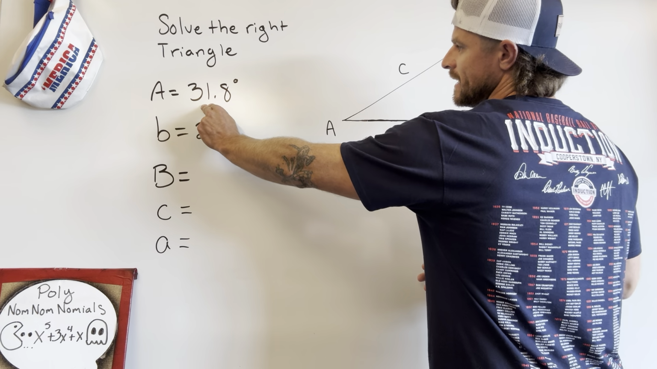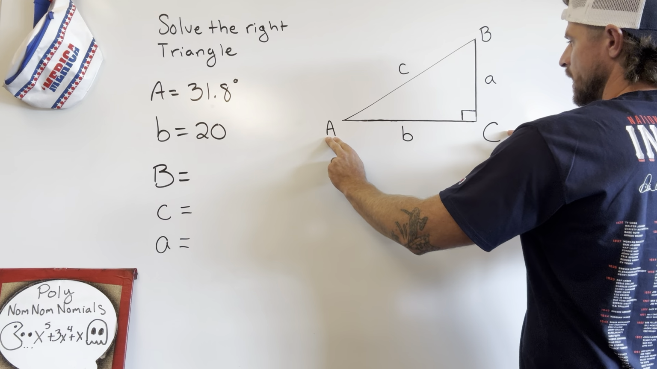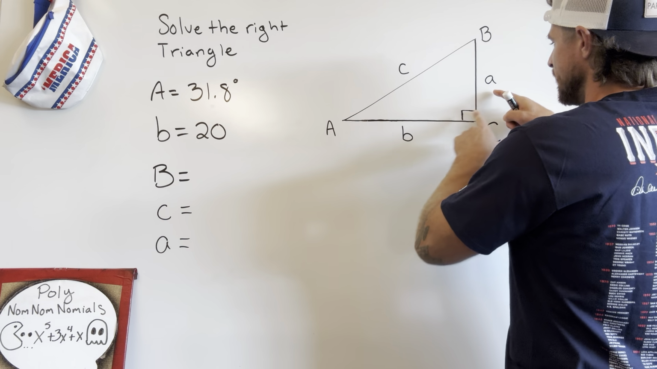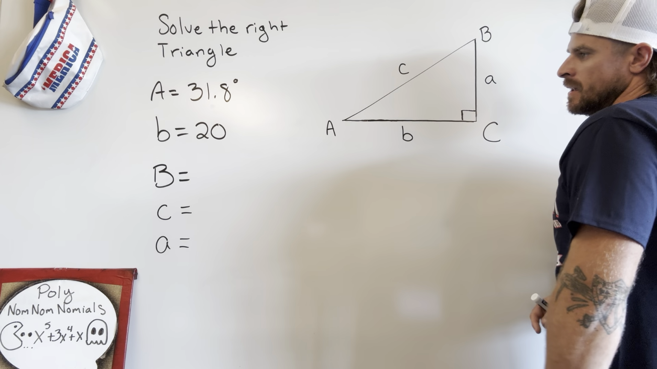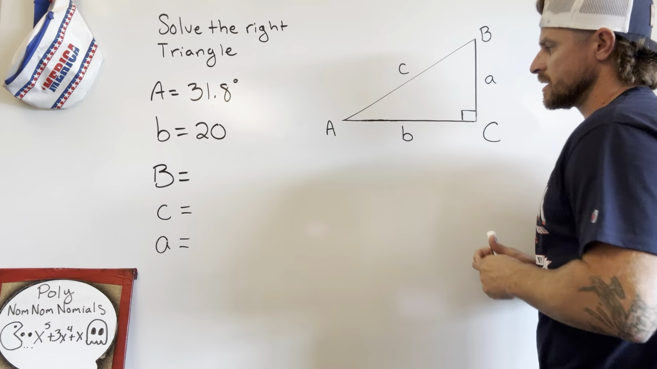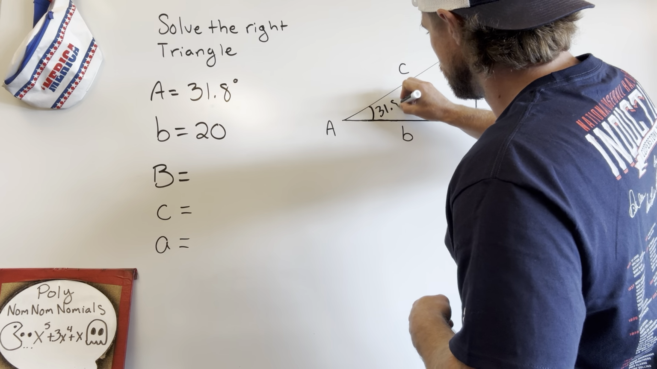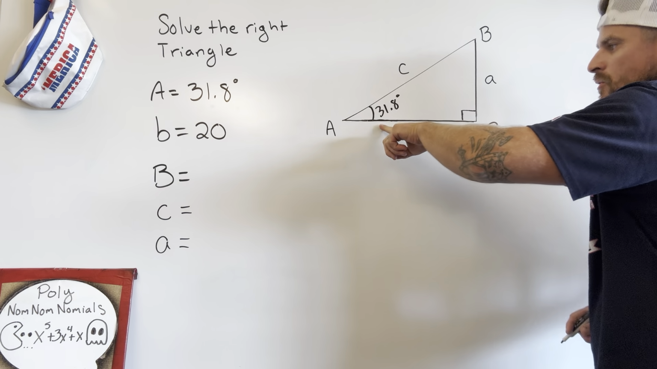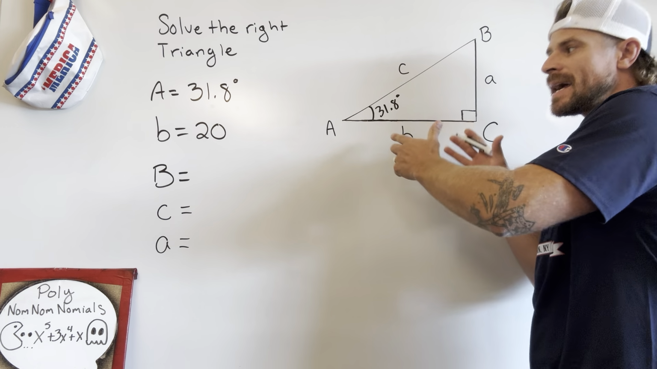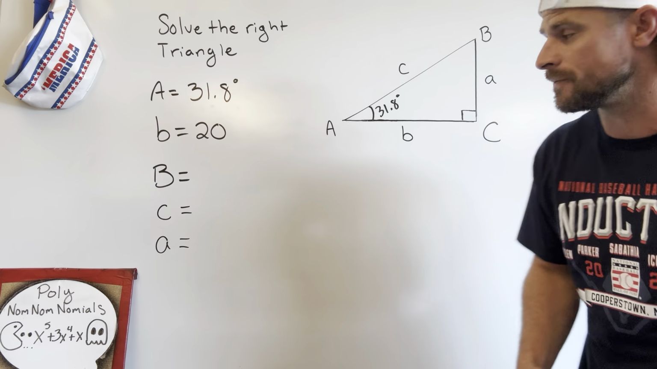So right out the gate, they give me angle A. They're using uppercase letters for our angle measurements, and then for our side lengths, they're using lowercase letters. So we got angle A is 31.8 degrees. First thing I would recommend is mark it in there, write it down, if you have the space. I am a huge fan of plugging information into a diagram because then I revert back to that diagram throughout the entirety of the problem.